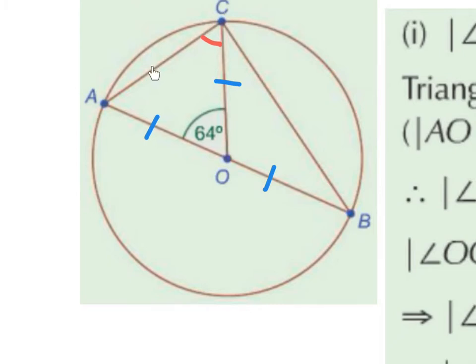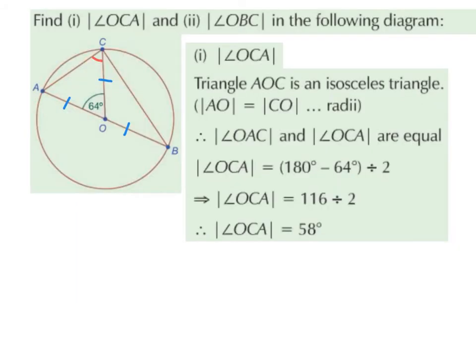So if we're trying to find angle OCA, which is this angle here, what we have to do is take 64 away from 180 and divide it by 2, because this angle is going to be the same as this angle, and the three angles together will add up to 180 degrees. So triangle AOC is an isosceles triangle. So the length of AO is equal to the length of CO because they are two radii. So therefore, angle OAC and angle OCA are equal.